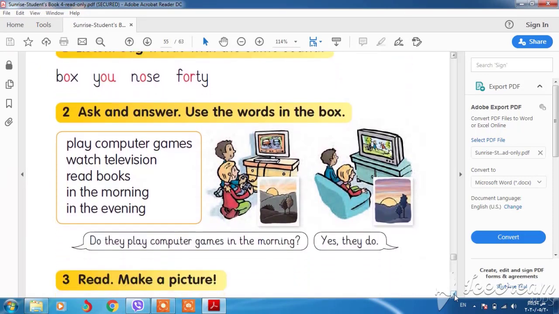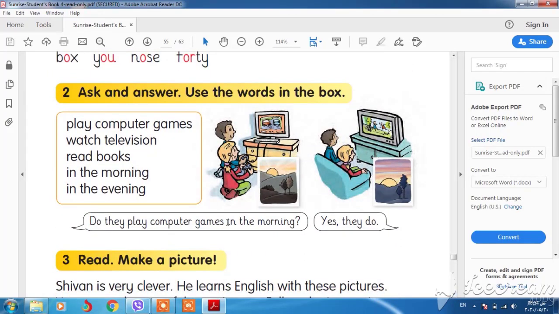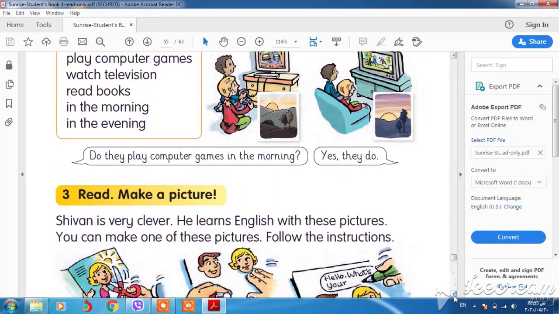Ask and answer, use the words in the box. We have two persons, they play computer games in the morning and they watch television in the afternoon. They don't read books in the morning. You can make a sentence at home.